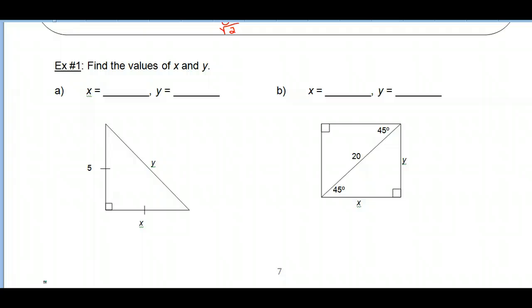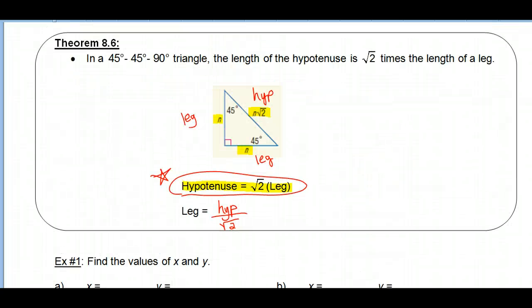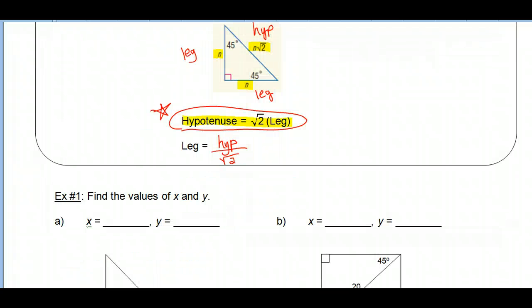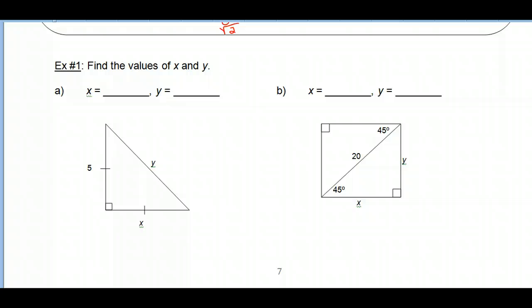But the relationship, guys, is always the same. Hypotenuse equals root 2 times the leg. Just memorize that. The hypotenuse is equal to square root of 2 times the leg. Great. Okay, so this first one. Here's the thing. There should be no work involved here.